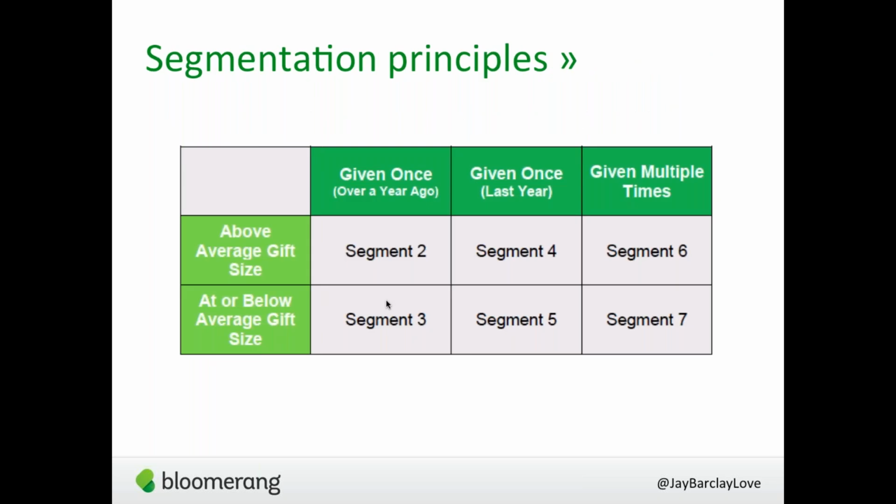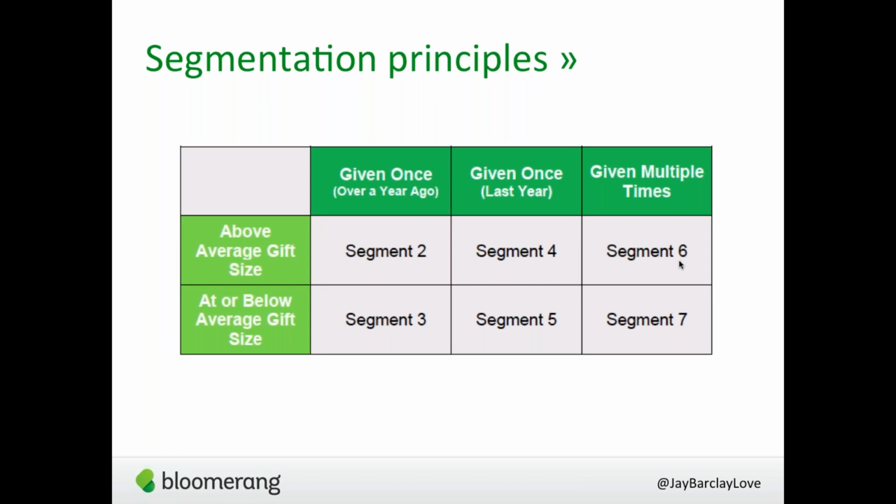First of all, talking about segmentation. When we talk about segmentation here, what we have in this case, the line going across the middle horizontally, is the average gift size. So we've got segments 2, 4, and 6 that are above the average gift size, and then segments 3, 5, and 7 are below the average gift size. And so what we have, segment 1, which is not shown here, are people that have never given, and then we have segment 2, which are people that have given once over a year ago, above the average gift, then below that, and then people given once within the last year, and then of course our favorite people, the donors that have given multiple times, segment 6 and 7.